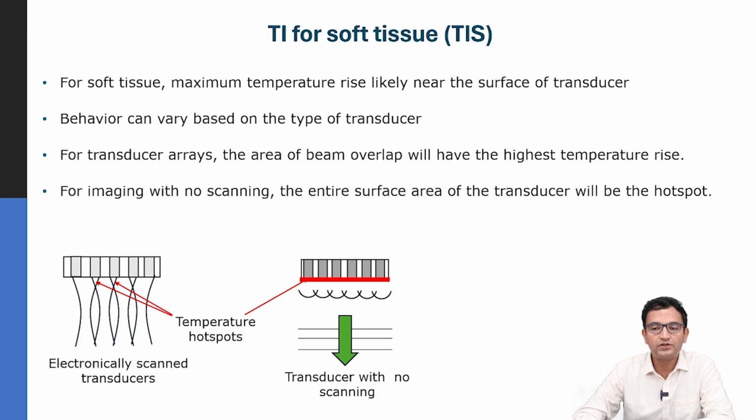There are also other ways of imaging. For example, in plane wave imaging, all the transducers are fired together. We will discuss more on this later, but when all the transducers are fired together, usually the maximum heating is on the surface of the transducer or the part of the skin which is in direct contact with the surface of the transducer. So just to summarize, for transducer arrays, the area of beam overlap will be the highest temperature rise area, and for imaging with no scanning, such as in plane wave imaging, the entire surface area of the transducer will be the hot spot where the maximum temperature rise can be expected.